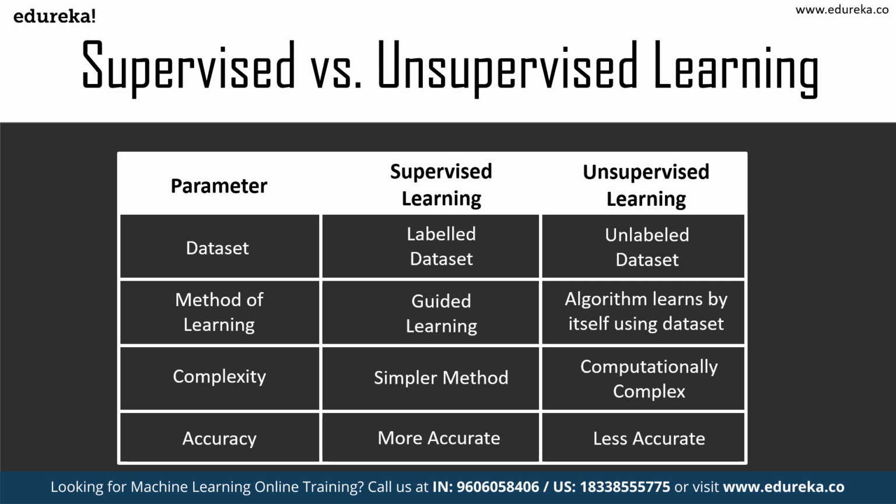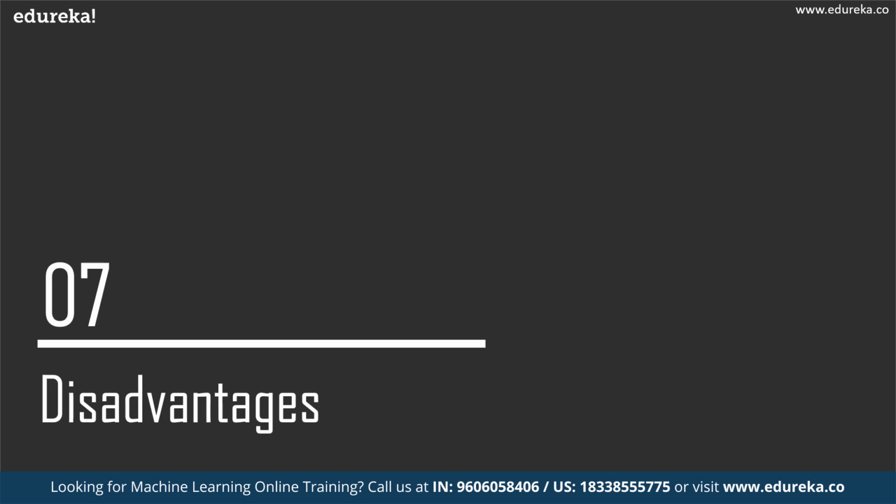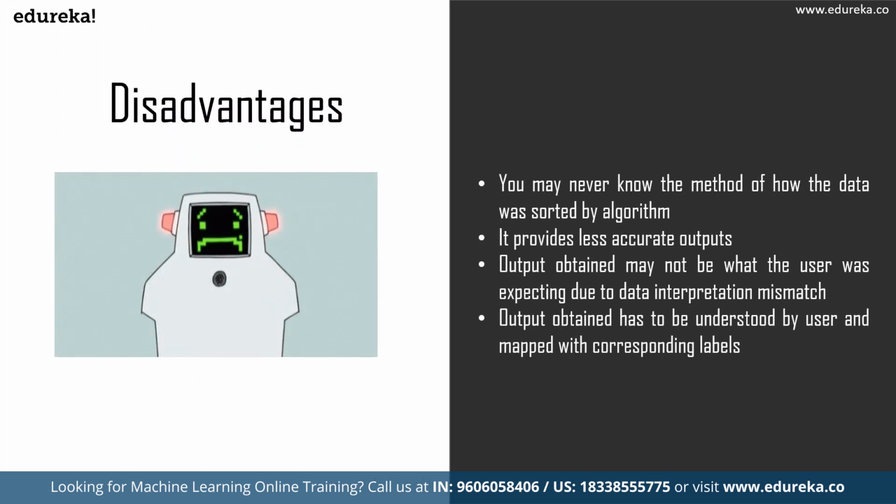Now, understanding the differences between the two, let's move over to the last topic, which is the disadvantages of unsupervised learning. It may seem that unsupervised learning is too perfect, but no, it is not. It also has its share of disadvantages. There is no way of knowing the method by which the data is sorted, as the data set is unlabeled. There may be lesser accuracy because the input data is not known and labeled by humans, making the machine do it.